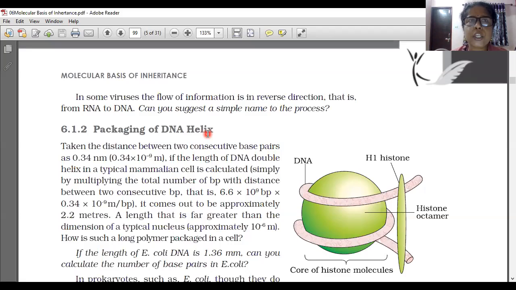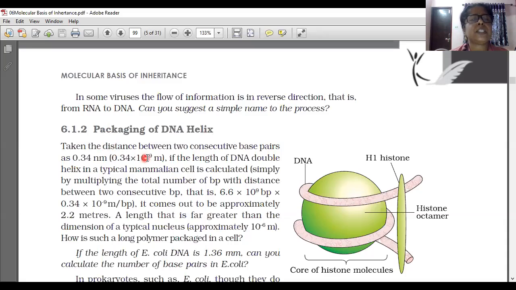Before learning packaging of the DNA helix, how it is in prokaryotes and in eukaryotes is given separately. What is meant by prokaryote? The cell in which the nucleus is underdeveloped and the nuclear membrane is not there is called a prokaryote. Undeveloped nucleus, poorly developed nucleus without a nuclear membrane. But eukaryotes have a well-developed nucleus with a nuclear membrane.